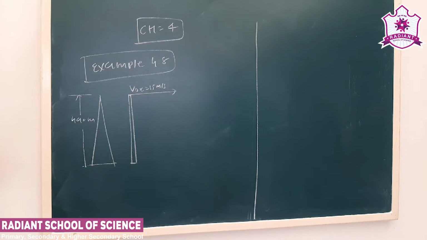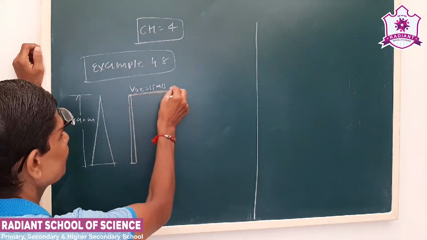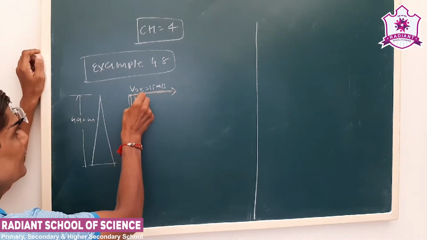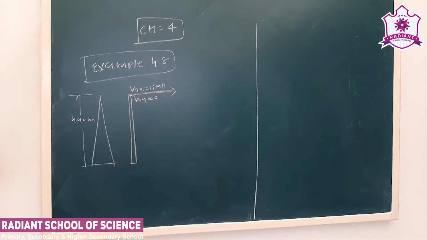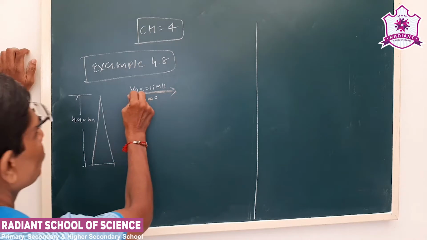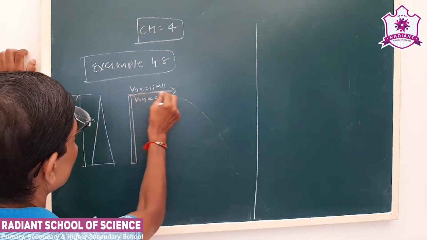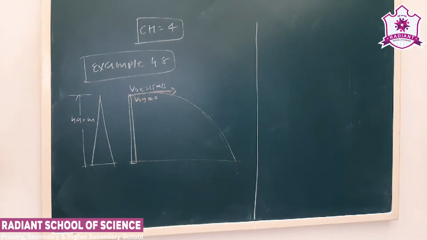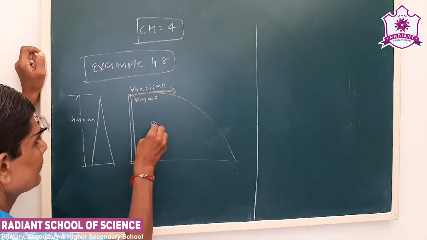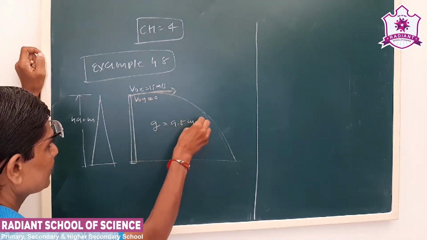Now, velocity is a vector quantity. Here we are given the x component. Initially the y component is 0. It is thrown like this, it will move like this and finally reach the ground somewhere here. We have to find out the y component of the velocity. The gravitational acceleration is given as g, 9.8 meter per second square.